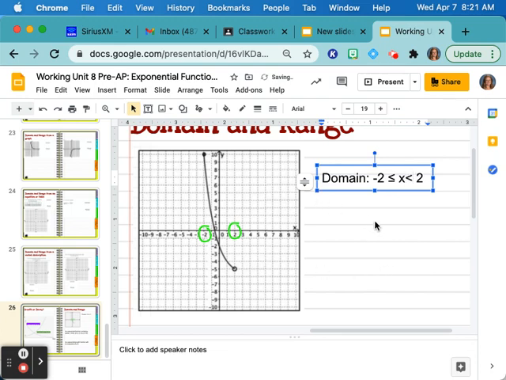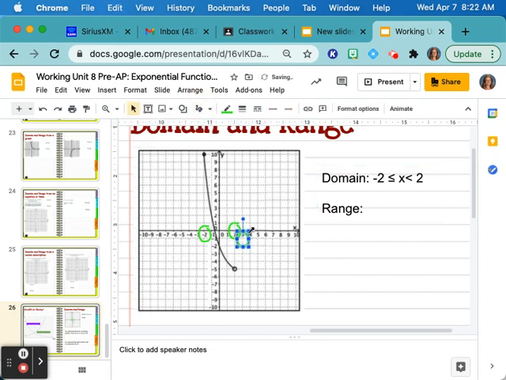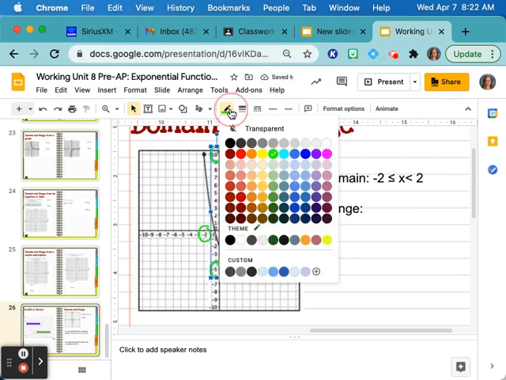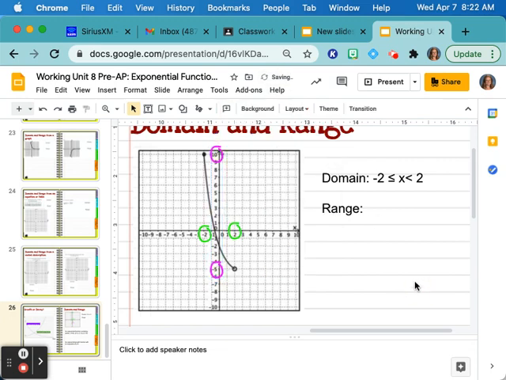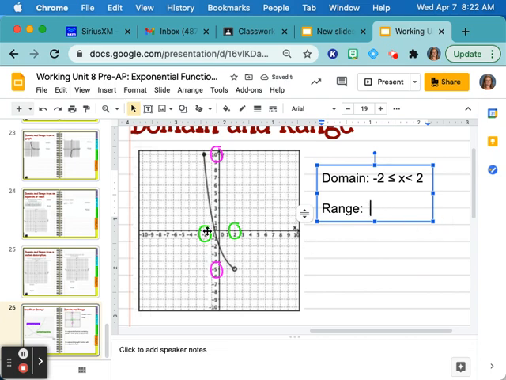There we go. Okay, the next thing is our range. Range is the y values, so we look at our y-axis. How low does the function go? Does the graph go -5? How high does it go? +10. I'm going to make these different colors. So then the y value is between -5 and 10.